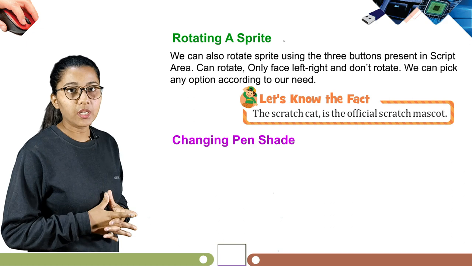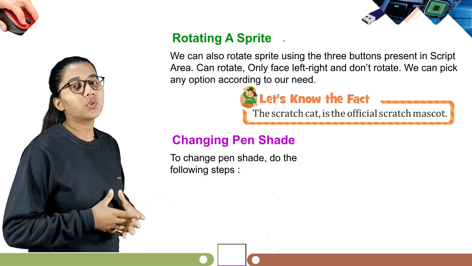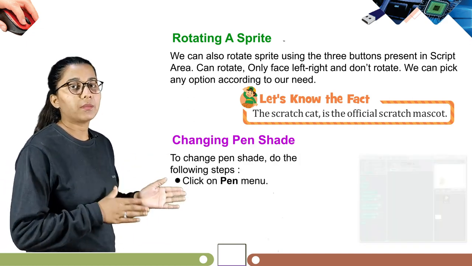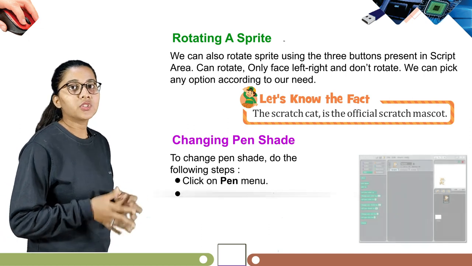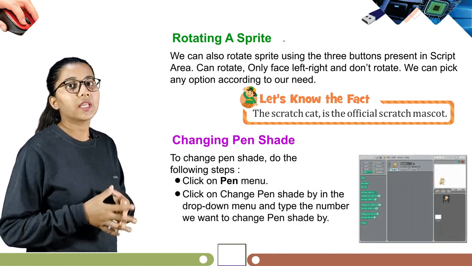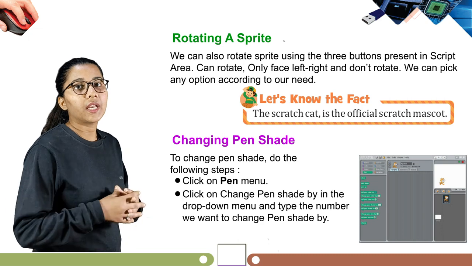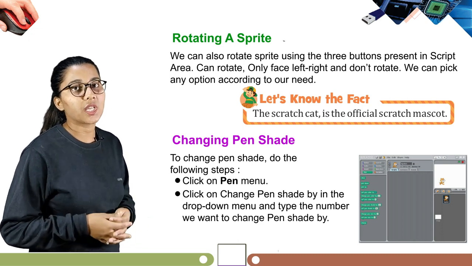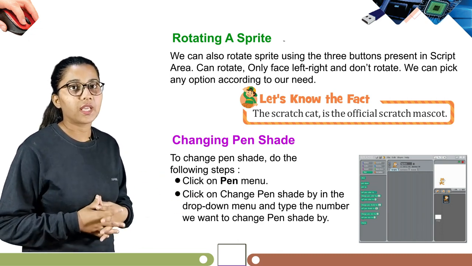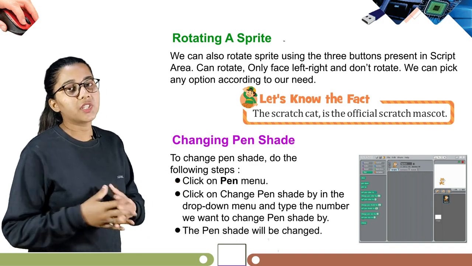Let's learn about it. To change pen shade, do the following steps. Click on pen menu, then click on change pen shade by in the drop down menu and type the number we want to change pen shade by. Then the pen shade will be changed.